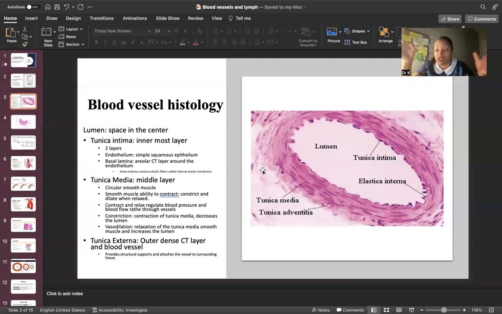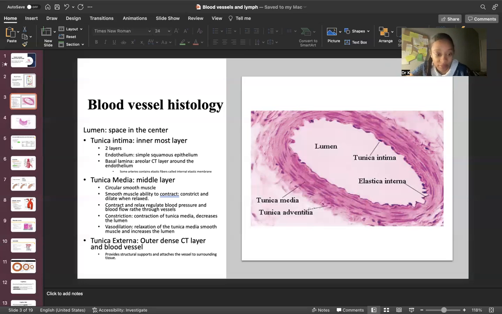Your tunica externa is that outermost layer, and the most important job of that is just to give it support and attach the vessel to the surrounding tissue. And why, right? Why do we need that? We need that because your tunica media, the very next layer, is going through a lot of regulatory function, right? And if pressure is going up, you need something to support that vessel so that it doesn't rupture, right?